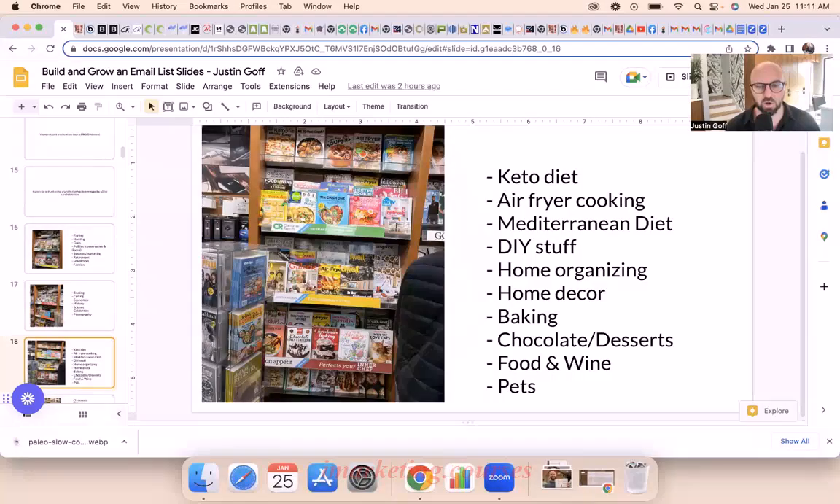This one is pretty much all the food and diet stuff. As you can see, there's an entire shelf that is food and diet. That's why this niche is so big. So keto diet, air fryer cooking, Mediterranean diet, do-it-yourself stuff, home organizing, home decor, baking, chocolates and desserts, food and wine, and then there's some pet magazines as well.